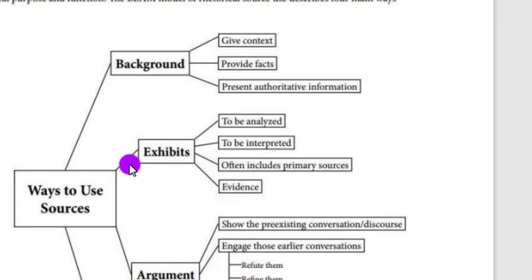So exhibits, and most people know this for the concept of evidence, but exhibits is not just evidence itself.